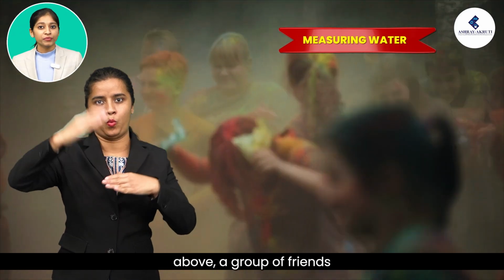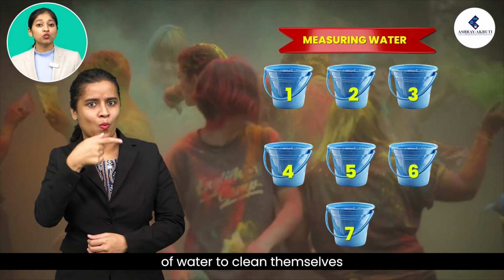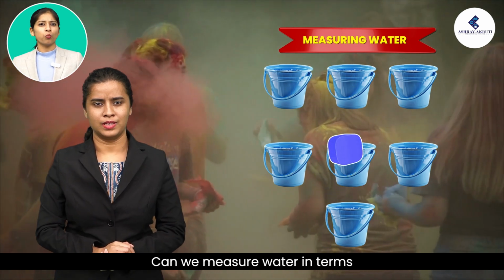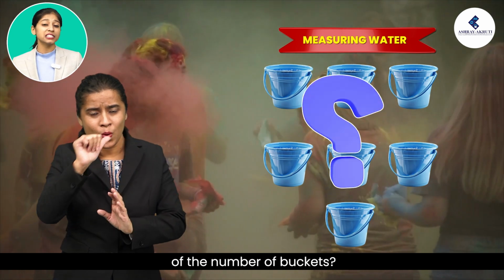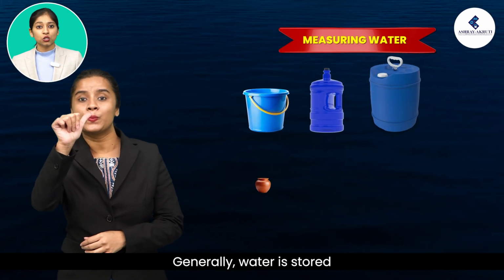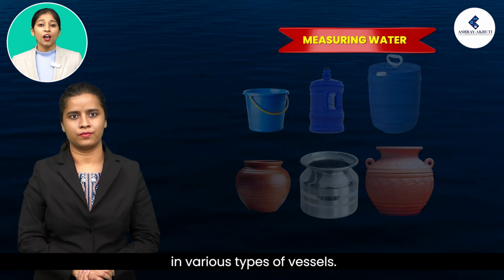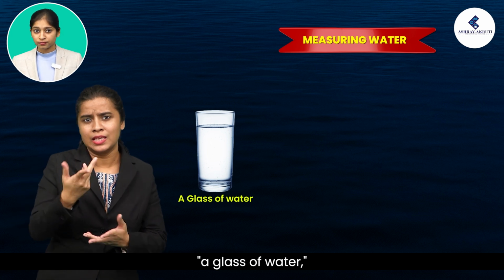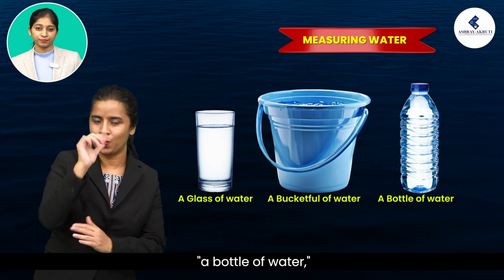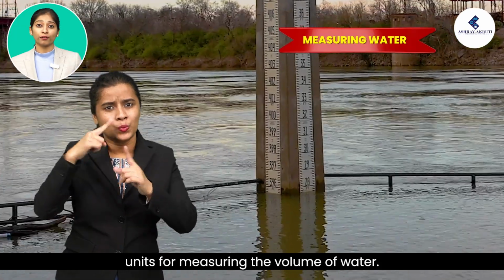In the example above, a group of friends playing with colors used 7 buckets of water to clean themselves and their clothes. Can we measure water in terms of number of buckets? Generally, water is stored in various types of vessels. We often say a glass of water, a bucket full of water, a bottle of water, etc. However, there are specific units for measuring the volume of water.